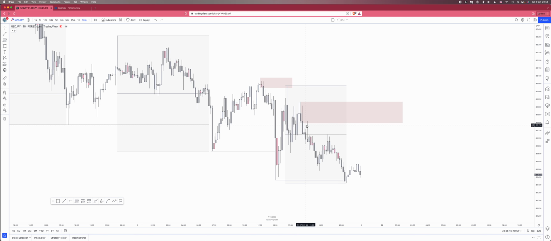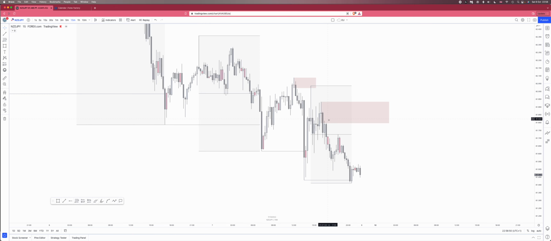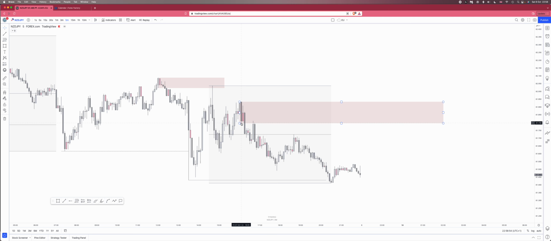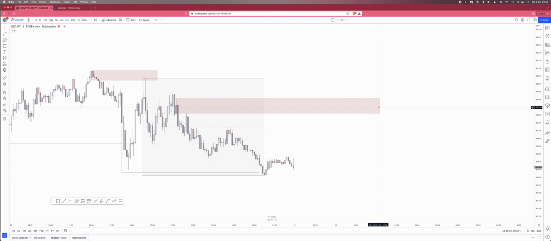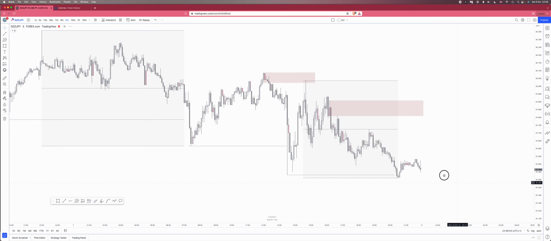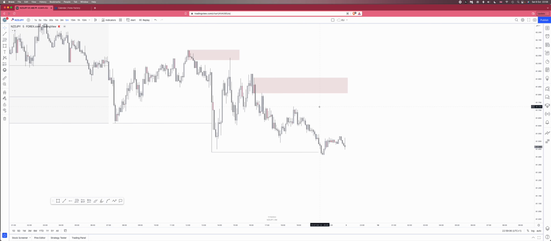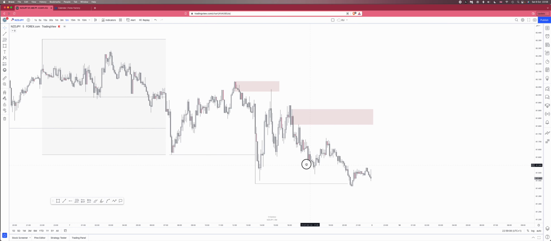Because on here it's been mitigated by this wick, and on the 15 minutes it's the same. So I would do this little 5 minute. There's a nice inside bar as well. So ideally this. I'll just remove that because there are too many lines.